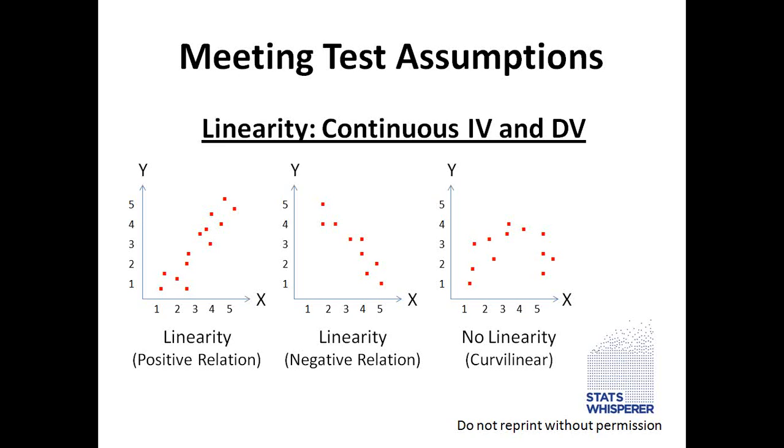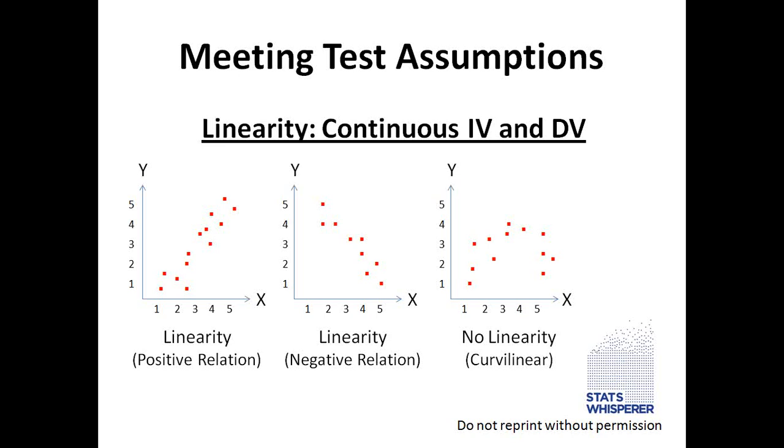That means this. So the first one here, we have linearity. It's a positive relationship. You can see the dots: as you have one on the x-axis, you have one on the y-axis, and then as you have 2 on the x-axis, 2 on the y-axis, and it just keeps following up from there to where the dots meet at the 5 and 5 juncture.